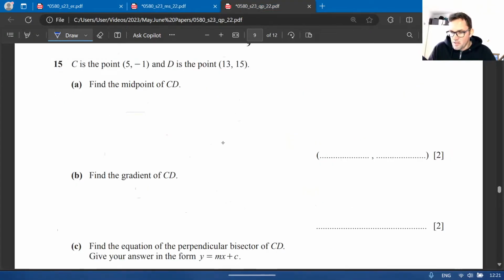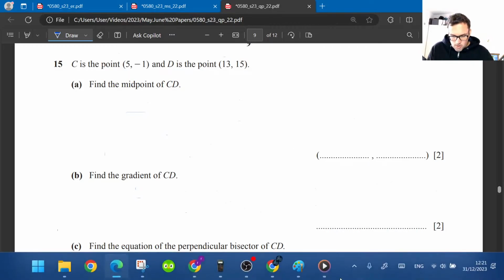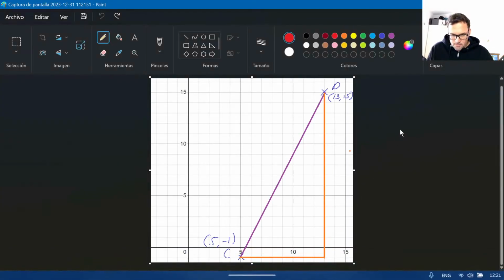Question 15, and they give us 2 points. Point C, (5, -1), and point D, (13, 15), and ask us to get the midpoint. Let me show you what we have here.